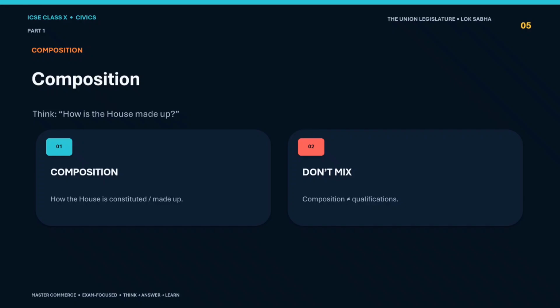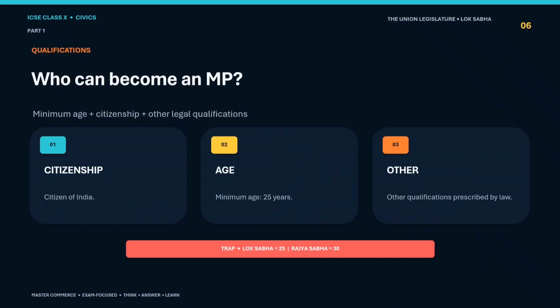Now, the composition. Composition simply asks, how is the house constituted or made up? Think of it as the structure of the house and its elected representation. For your exam, don't mix composition with qualifications. Composition is about the house being made up of representatives, and qualifications tell us who is eligible to become a member. Let's quickly look into qualifications.